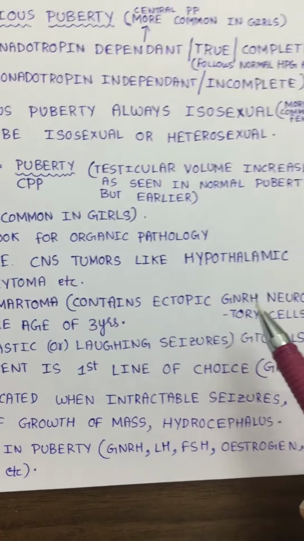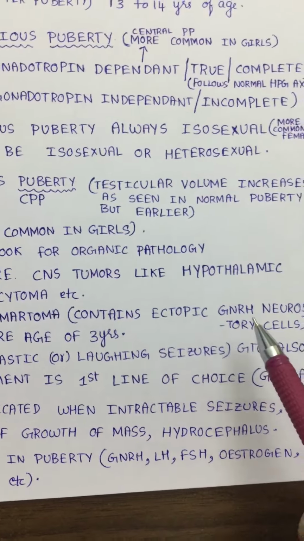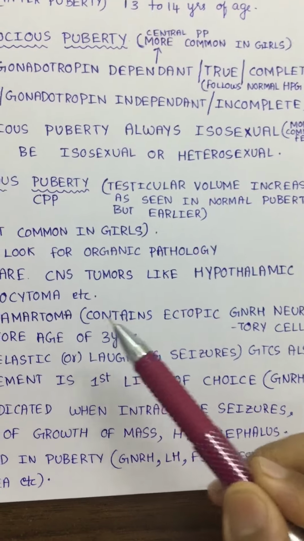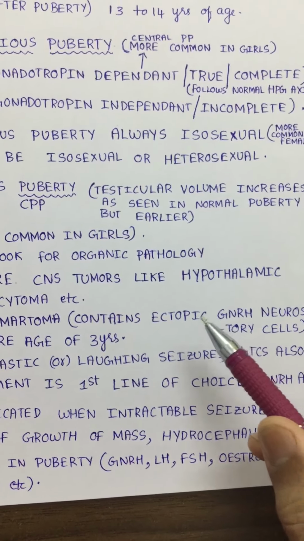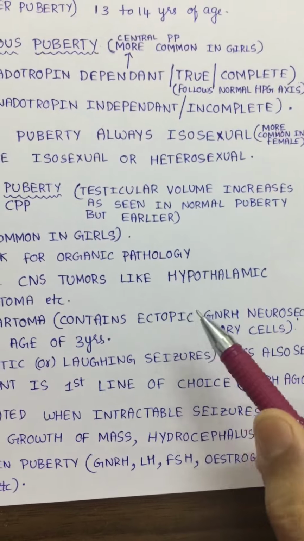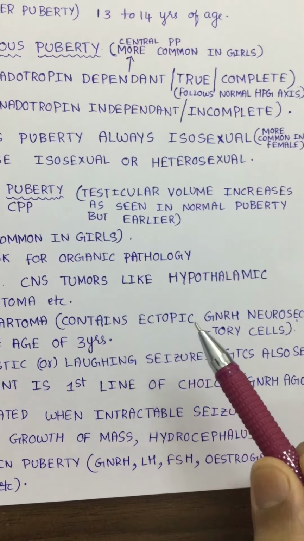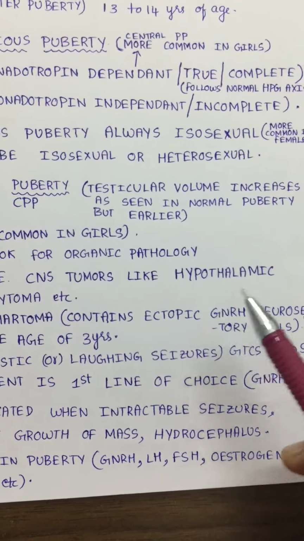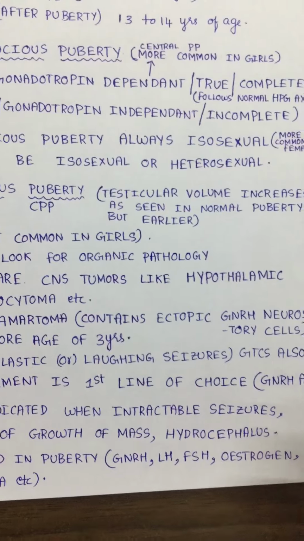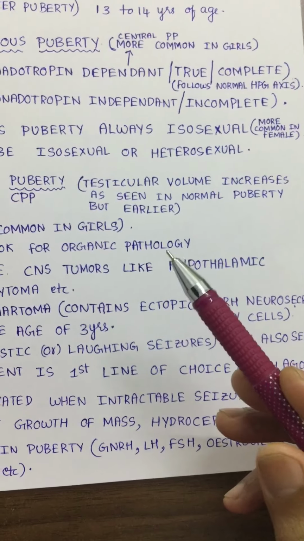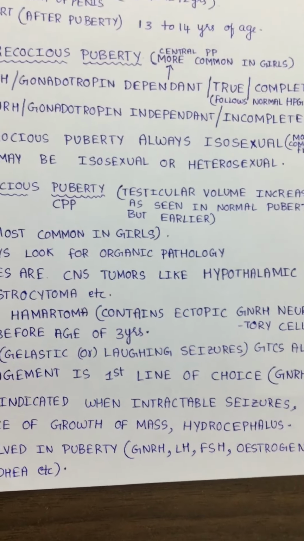It contains ectopic GnRH neurosecretory cells. You know this central precocious puberty is GnRH or gonadotropin dependent. So this hypothalamic hamartoma is a tumor which contains ectopic GnRH neurosecretory cells. Normally GnRH is produced from the hypothalamus, but these hamartoma tumor cells have ectopic neurosecretory GnRH cells. Because of this, they will secrete excess GnRH and lead to an increase in the size of the gonads, and they will produce the sex hormones. This leads to precocious puberty.